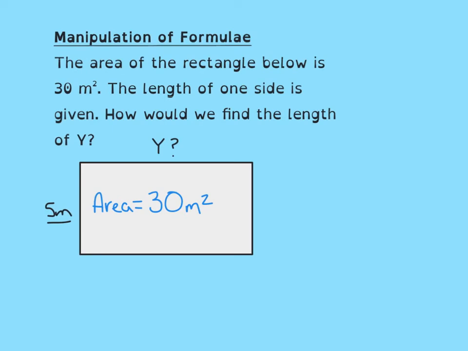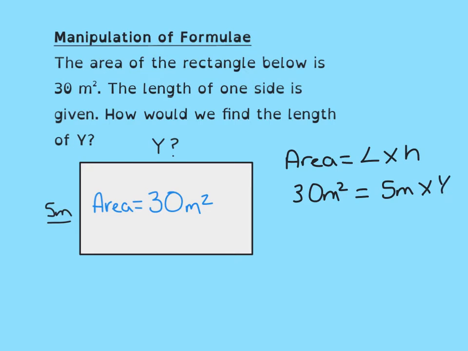Some of you may have already done this in your head. We would think about what the area is. So we know that area is equal to length multiplied by height. And we know that the area in this case is 30 metres squared. And we know the length of one side. So we know that that's 5 metres. And it would be multiplied by some value y. And so most of you would have said that 30 divided by 5 will give me y, and you're correct. So we know that y is 6 metres.